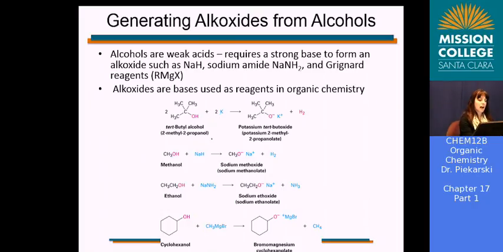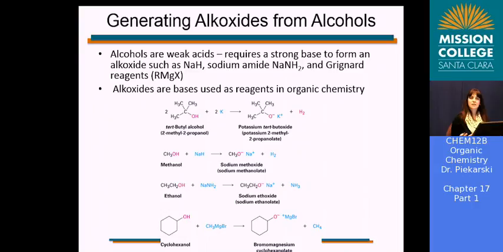Basically, when we react a strong base with an alcohol, what we're doing is generating an alkoxide. And alkoxides are bases that are used as reagents in organic chemistry. So this is not really a product that we're going to keep. We're going to take it further and treat it as a base or as a nucleophile in a substitution reaction, like SN1 or SN2, right? So they're used as synthesis intermediates.